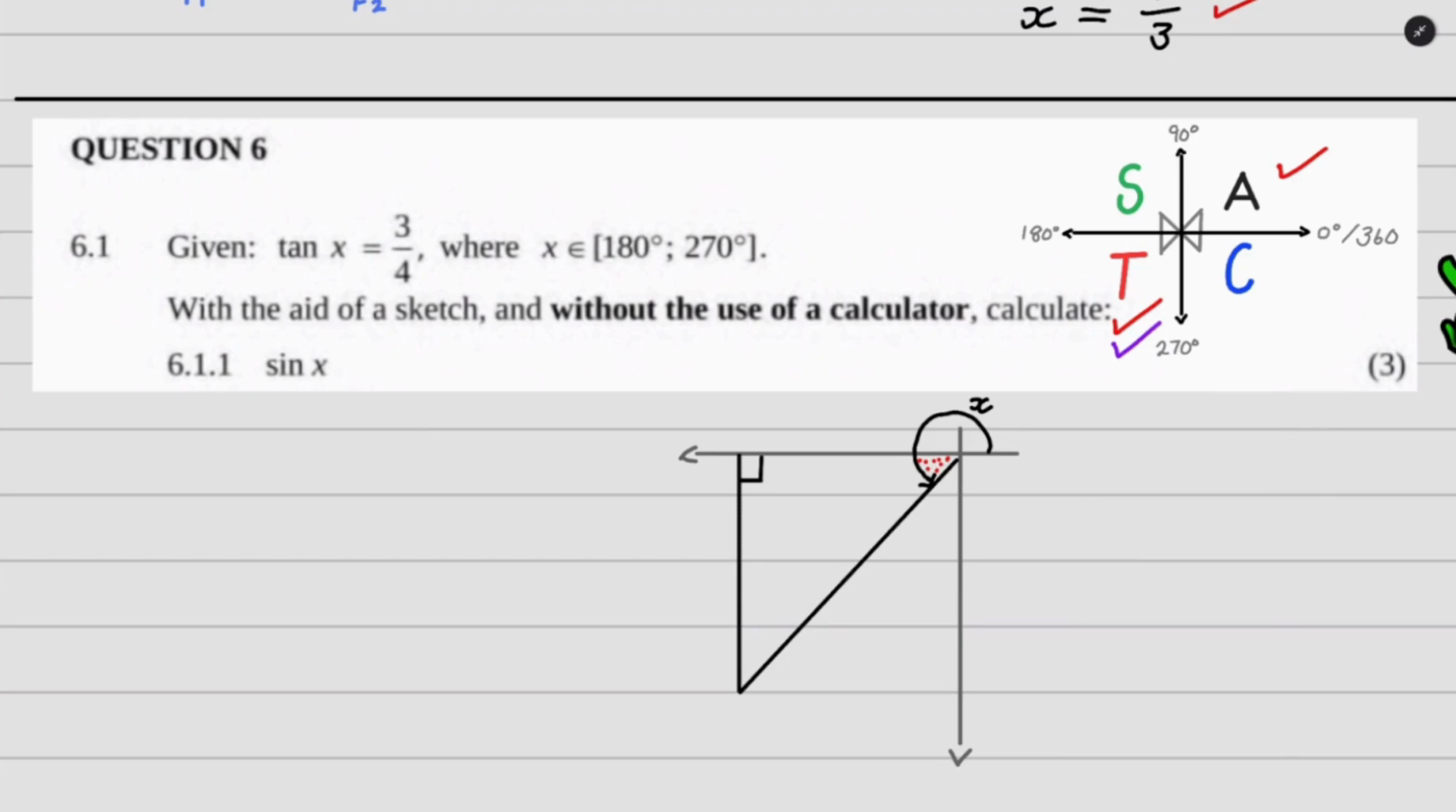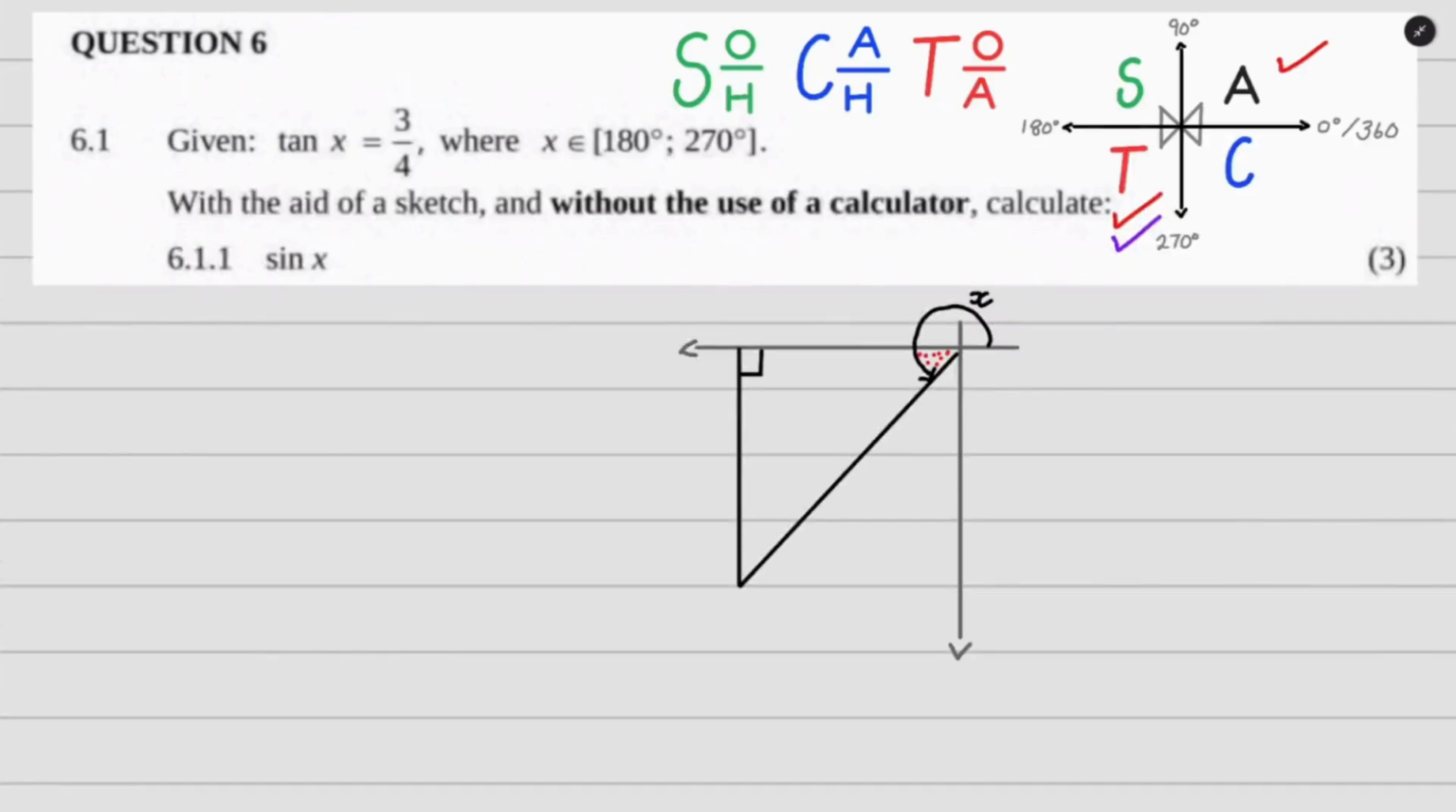And now I'm going to start filling in the sides of my triangle. So I look at my trig ratio here and I think of SOH CAH TOA. Okay, we are working with tan in this question. So the one on top is the opposite, and the one at the bottom is the adjacent. So opposite to my angle will be the 3, and adjacent to my angle will be the 4.